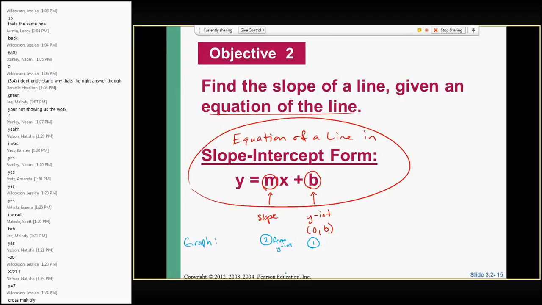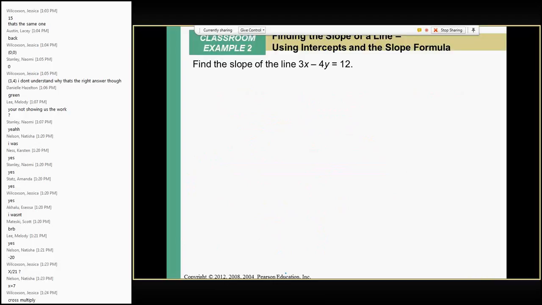Okay, let's look at some questions that you would have dealing with slope-intercept form. Sorry that you can't really read up here too much. I'll read it off. Find the slope of a line using intercepts and the slope formula. In this case, it's going to be just the slope formula. All they want you to do in this problem is to find the slope of this line. What I would do is change to the slope-intercept form, which is y equals mx plus b.